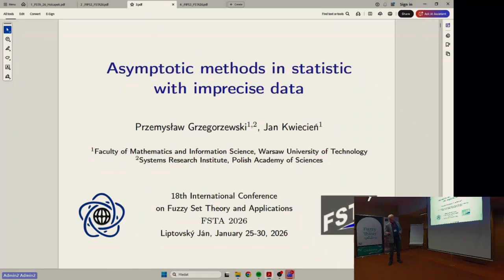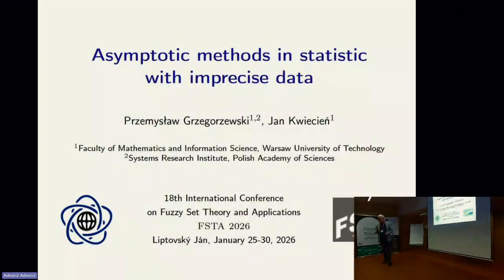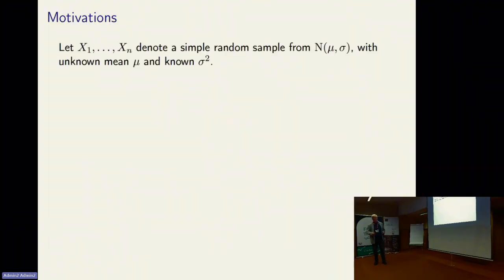Okay. So the title is Asymptotic Methods in Statistics with Imprecise Data. It's a conference on fuzzy sets, but the word fuzzy will appear on the last slide. I hope you'll forgive me, but I'll tell you something about imprecise information. Okay, so let's start from motivation.